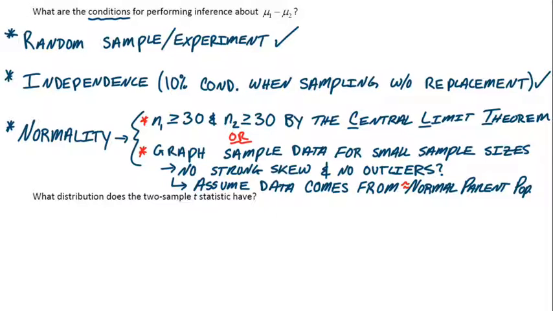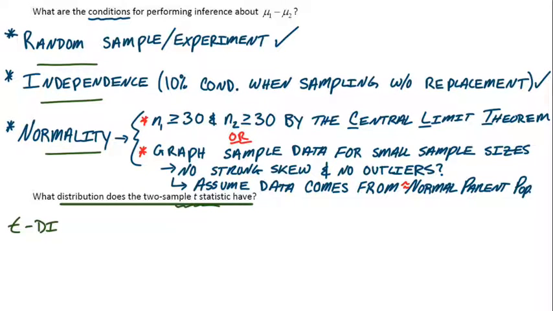All right, so we've got our conditions. It's the big three again: randomness, independence, and normality. Let's talk about the t distribution here. In particular, we know our test statistic is a t-score, but we need to figure out what the degrees of freedom will be. And the best way to do that really is to let your calculator do it.